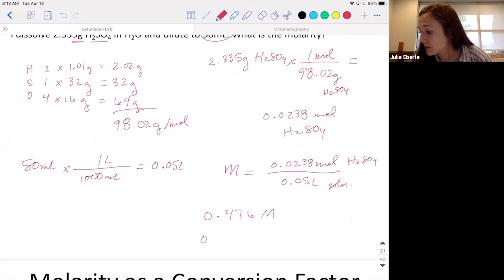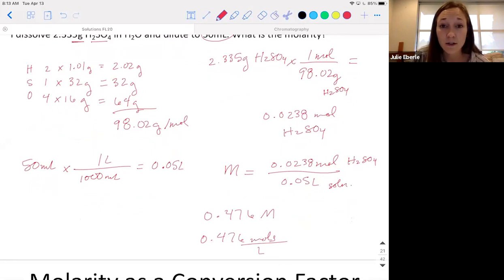Or you could write 0.476 moles per liter, right? That's what molarity is, moles per liter. Okay, questions on this problem?